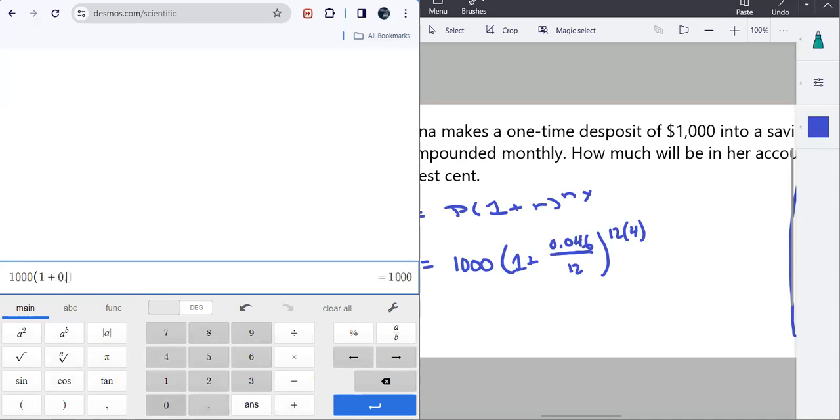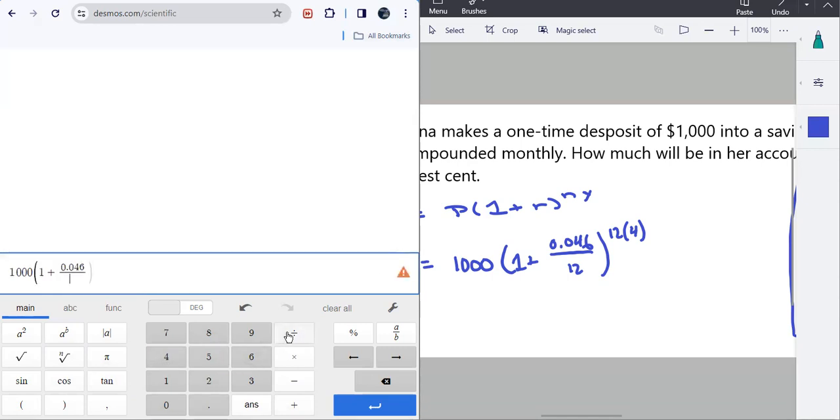So 0.046 divide by, and look, it makes a fraction for you automatically. Cool. If you are done with the bottom of the fraction, you can use one of these arrow keys over here to get out of the fraction, which I'm going to do. Next up, I see parentheses, and if you have an exponent, which we do, you're going to press the a to the power of b, this button here. And ours is 12 times 4. And there we go.